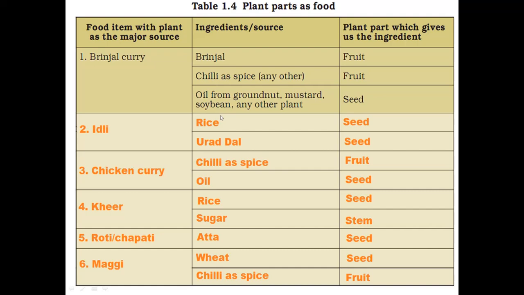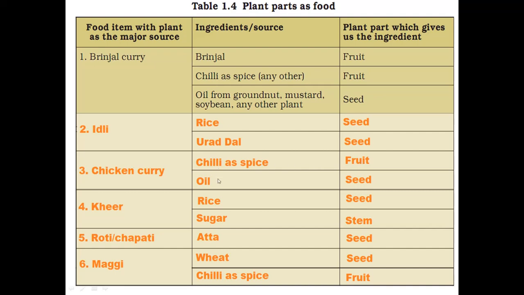Here again, idli. While preparing idli we use rice and urad dal. Rice is an example of seed that is obtained from the paddy crop, rice crop. And again urad dal is also an example of seed. Chicken curry. When you're preparing chicken curry, the plant source you're using here is chili as spice, and oil. Oil you can get from groundnut, and chili as spice you can get from the fruit. The chili as spice is actually a part of the plant. It is an example of fruit.